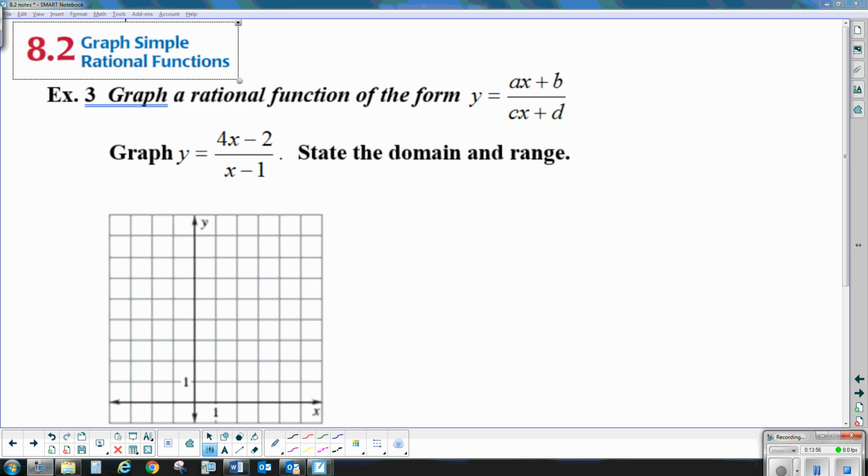And the last style of rational function that we have is where we have an x in the numerator and an x in the denominator. So these are still both rational functions, but we have an x in both the numerator and the denominator.